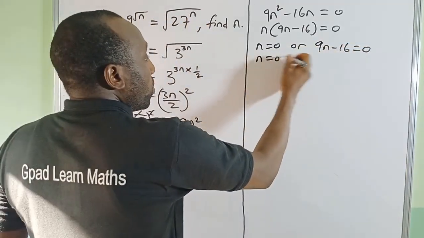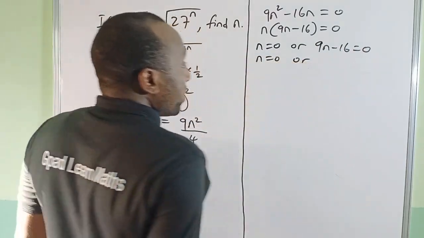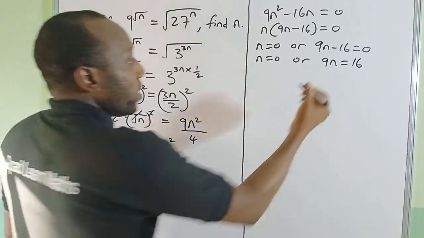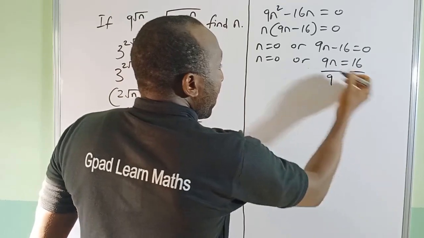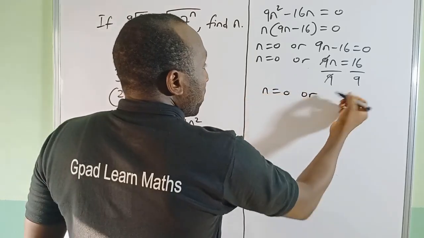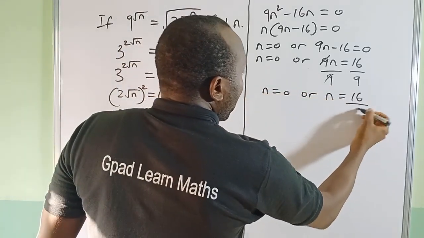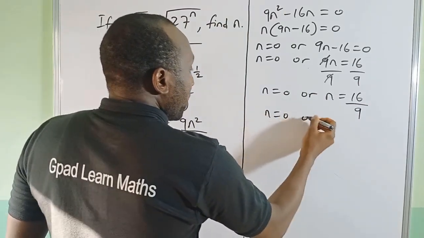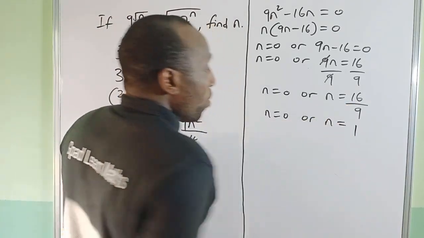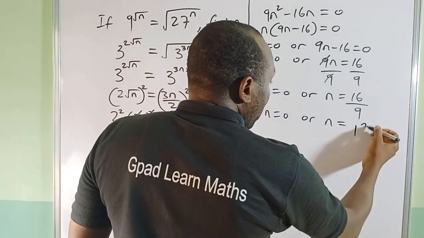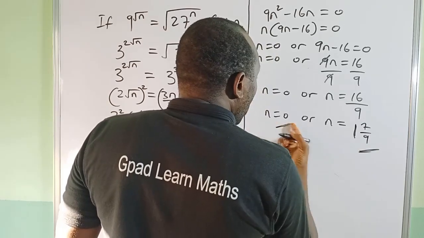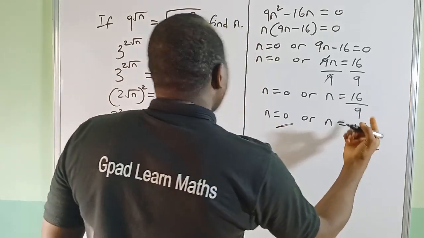So n is equal to 0, or if you move minus 16 over to the right hand side, it's going to be plus 16. Divide both sides by 9. Since I'm trying to get the value of n, 9 takes away 9, and this becomes n is equal to what? 16 over 9. Now you can extend this further by saying n is equal to 9 into 16 to go one time with a remainder of 7 then over 9. So these are the values of n. N is equal to 0 or n is equal to 1 over 7 over 9.